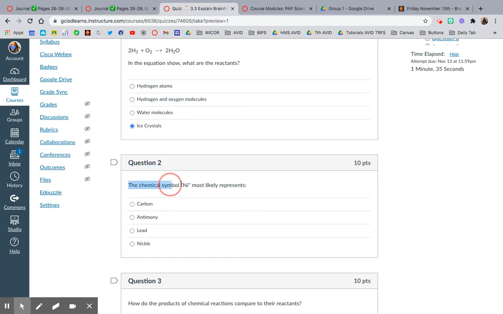Question 2, the chemical symbol Ni most likely represents carbon, antimony, lead, or nickel.